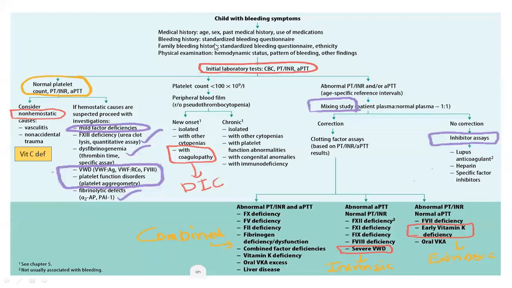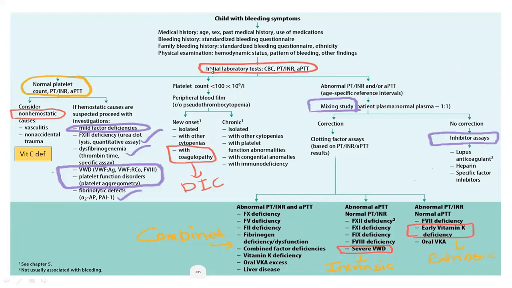So to summarize this, any child with bleeding symptoms, you need to ask history. There's no replacement for history. You should not order any test without taking a standard history, bleeding questionnaire, family history and physical examination. And the simple basic tests you are going to ask are CBC, BT, CT, and PT, APTT. So these are the basic initial laboratory tests. You cannot order a factor assay straightaway. So you need to order only these for initially. CBC to look for platelet count, CT, BT, and PT, APTT to look for secondary hemostasis.